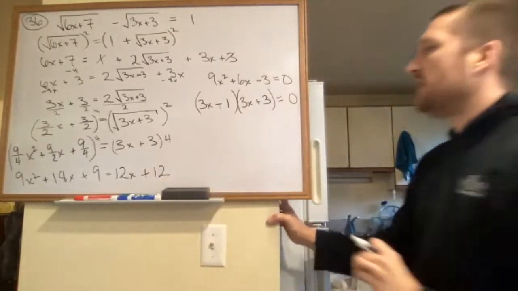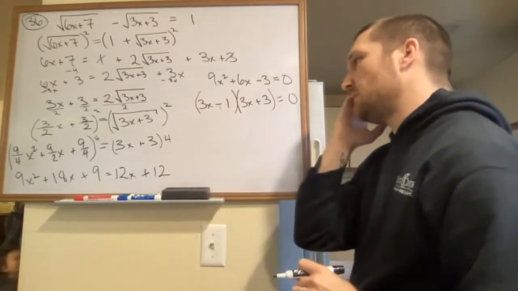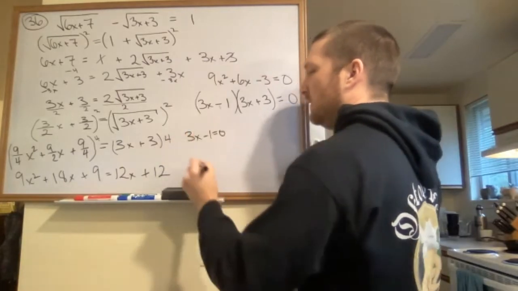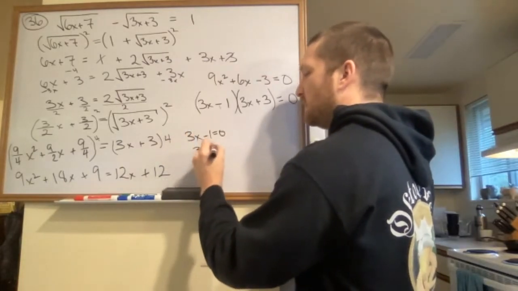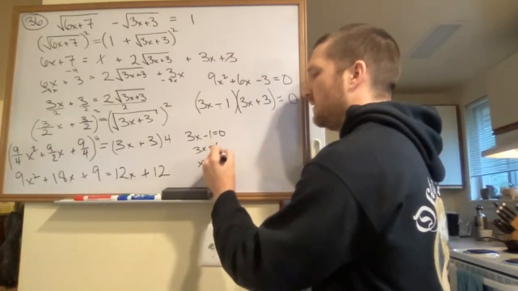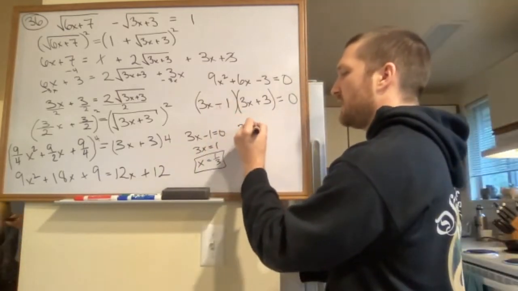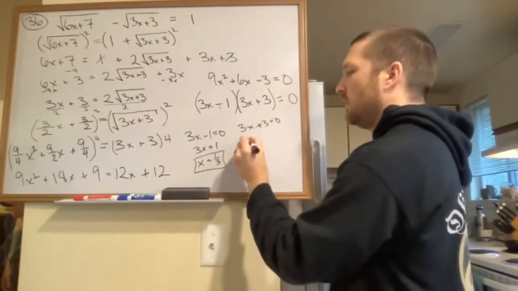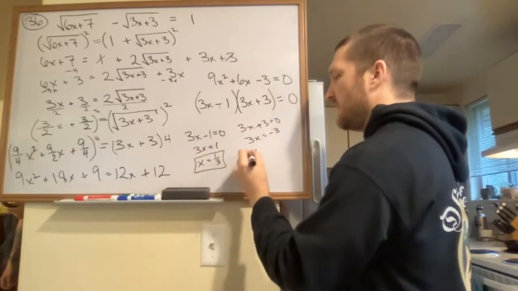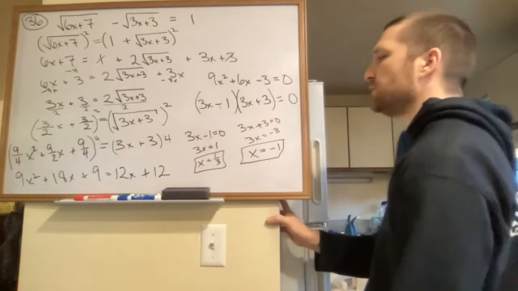And so either this is equal to 0 or that is equal to 0. If the first is equal to 0, we have 3x minus 1 equals 0. Or in other words, 3x equals positive 1, or x equals 1/3 is one possible solution. In the other case, we have 3x plus 3 equals 0, or 3x equals minus 3. Dividing both sides by 3 gives me negative 1. So there's another possible solution.